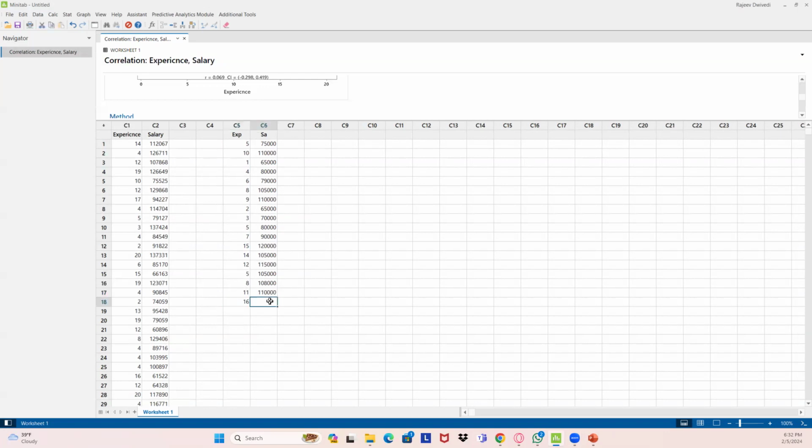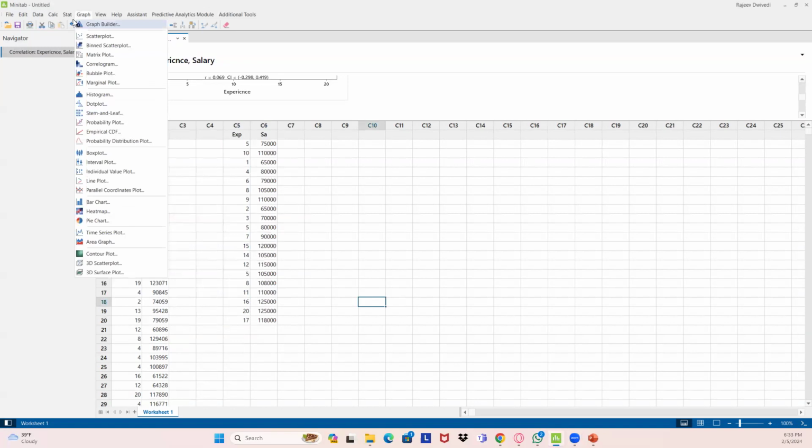16 years and 125,000. 20 years, and I would say it's 125,000. 17 years. Oh, sorry, I put it wrong. And let's say I put 118,000. So this is a little bit of logical data I formulated, and now I do the same thing.